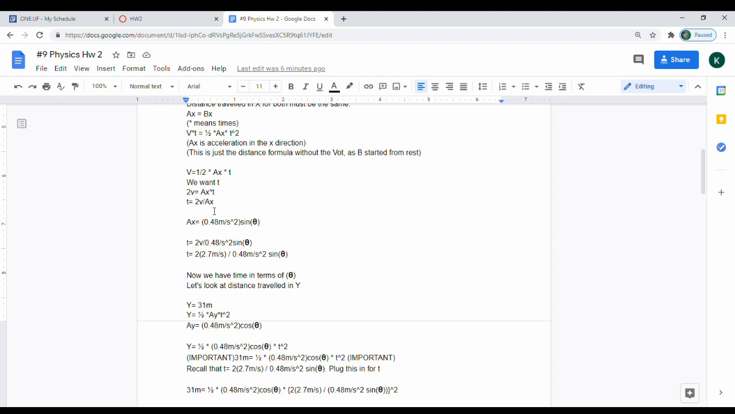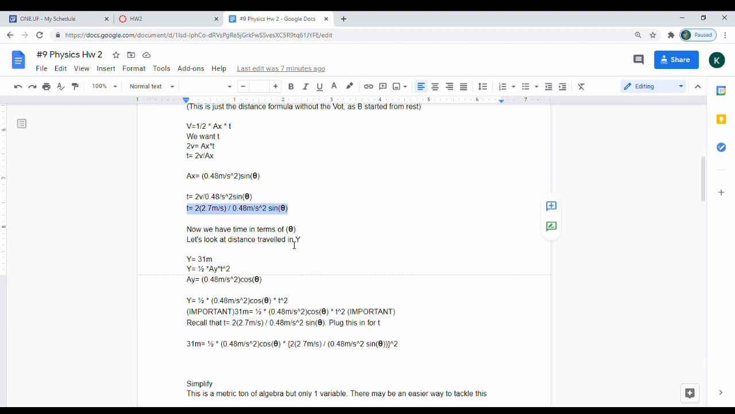Then we plug this in for a of x in this equation, so we have this here. Then we work out the math, and now we're here. We do not know sine theta, but we're going to plug this into another equation later.